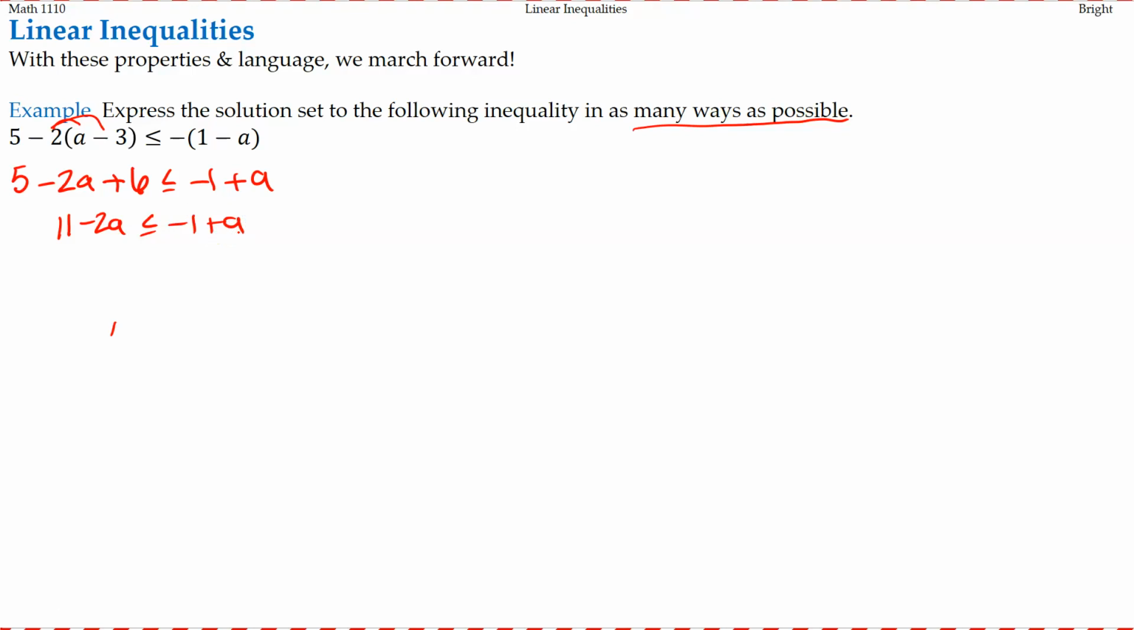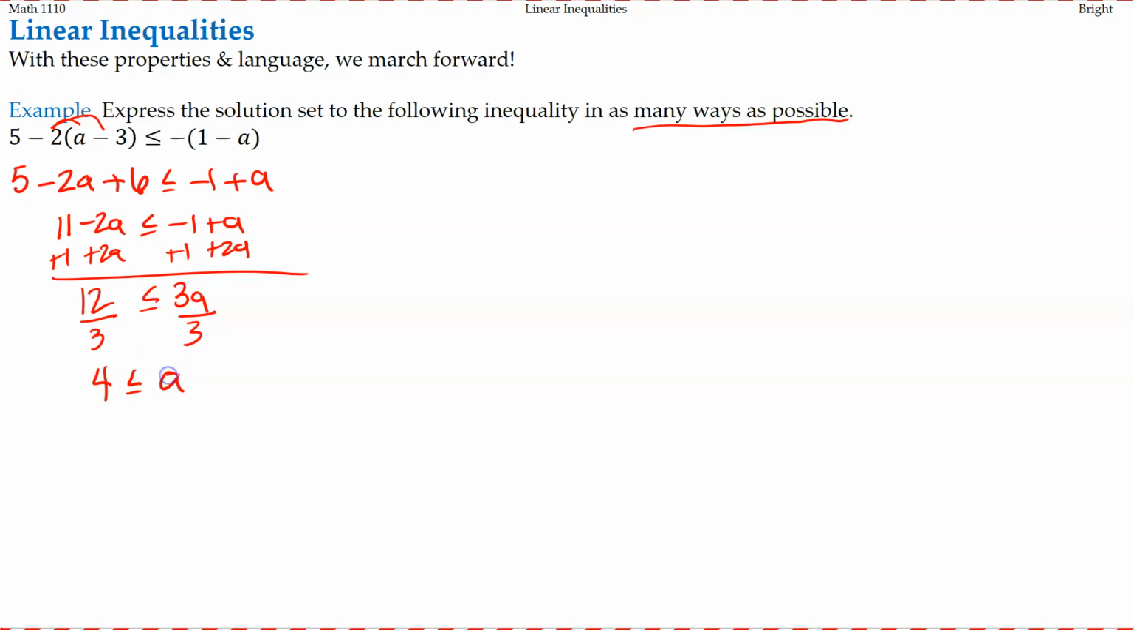Okay, I'm going to move everything with a to one side, and so I'm going to add 2a, add 2a, and then I'm going to add 1, add 1. Okay, what do I get at the end of the day? And remember that this addition or subtraction does not change the inequality, so this is going to be 3a, and then let's see, 12 is less than or equal to 3a, divide by 3. Okay, again, this is not going to change my answer because I'm dividing by a positive, so this is 4 less than or equal to a.